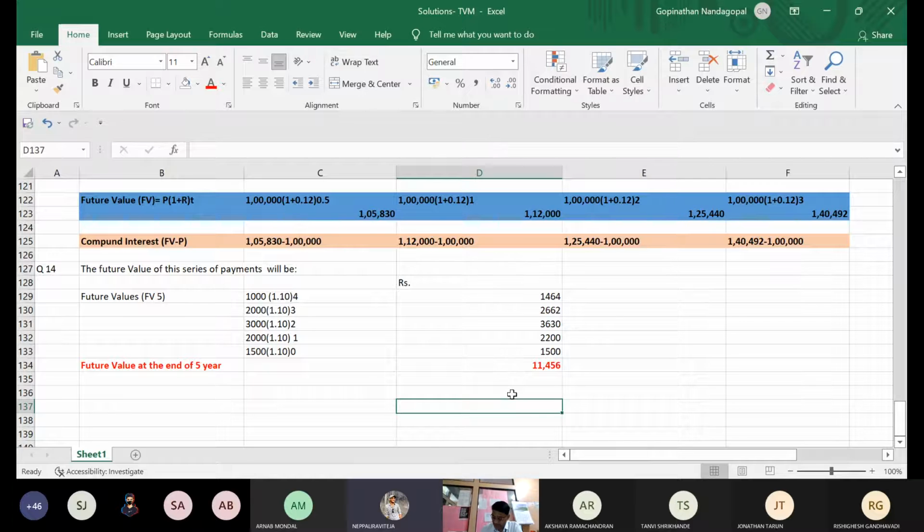Sir, but why, sir? Here, see, it is very general. You take the 5th year. Why does it take 0? There's no more payment. At the end of the fifth year, you see, I have taken power 0. Why?